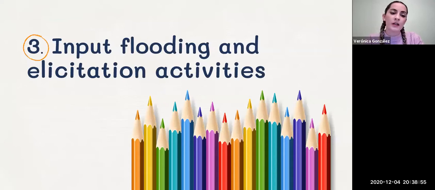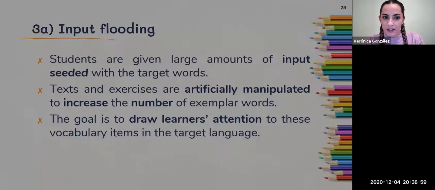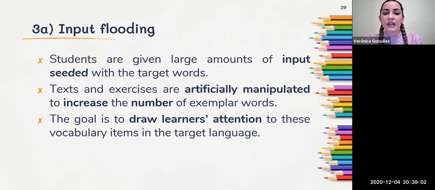The third section focuses on input flooding and elicitation activities. So students are given large amounts of input seeded with the target words. For example, at the moment, I've just finished Unit 7 on global issues with my Spanish GCSE Year 11 class. And we've revised exclamation questions such as que va, which means no way, or que pena, what a pity.